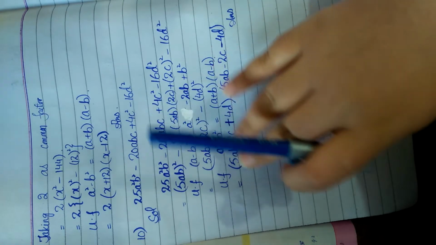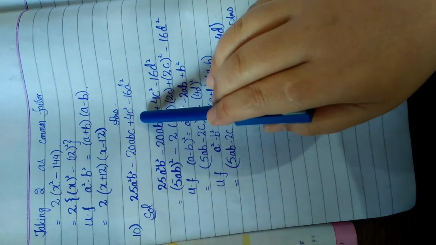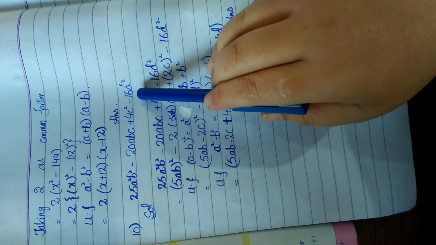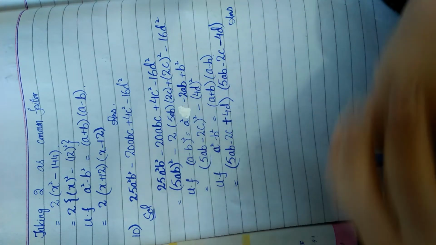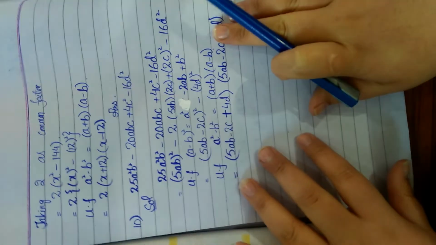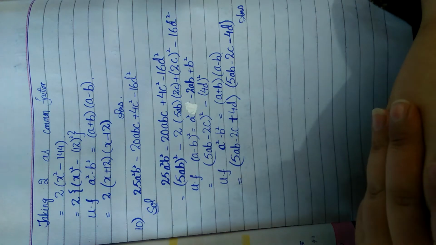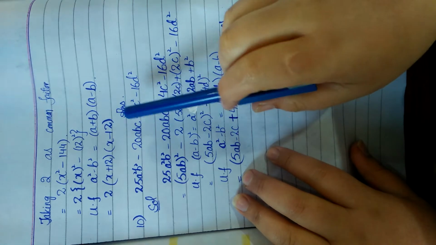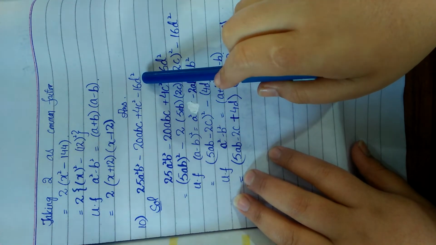Now the other type is 25a square b square minus 20abc plus 4c square minus 16d square, that is type 5. Here two formulas are used, one the perfect square formula and the other a square minus b square, but the recognition of this type is that we look at the expression. The first term is a perfect square, the third term is also a perfect square, and the fourth term is also a perfect square.